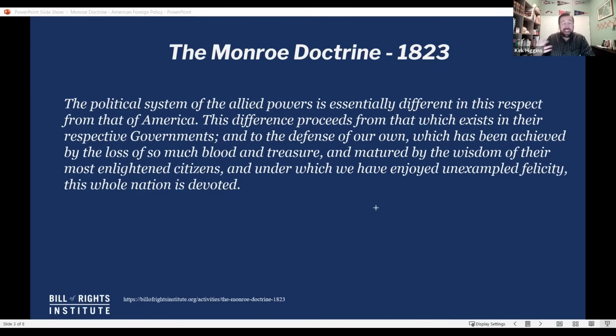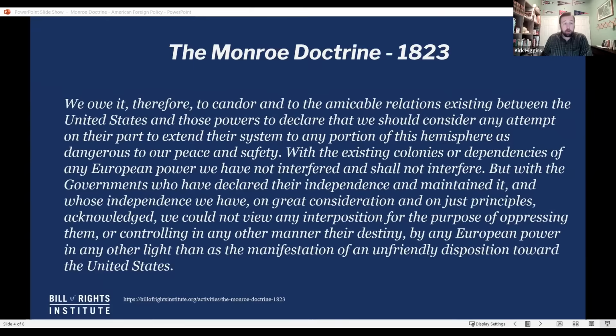So when talking about the ideological difference here, he says it a couple different places. He says that this difference proceeds from that which exists in their respective governments. So he's talking about the nature of those governments. And in one of them, one of the types of governments, he says, has been matured by their most enlightened citizens, meaning individuals are voting, individuals have a voice, individuals are participating in their government. And that is doing something differently than what's happening in the monarchies in Europe. Now we're going on to the next section.